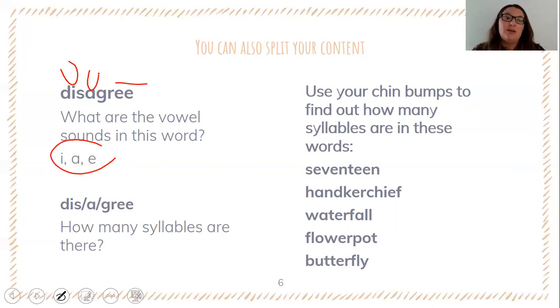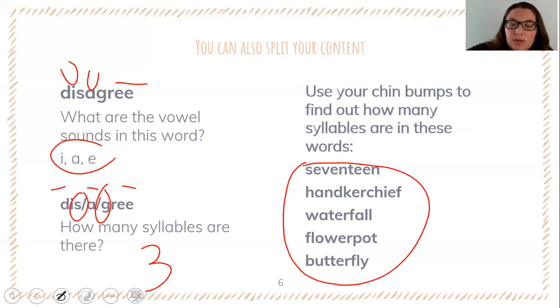So how many syllables are there in disagree? So disagree, 3, okay? And again, now we have our 2 slashes to show us that there are 1, 2, 3. So the word is separated into 3 different parts, okay? So now, try either the clapping or the chin bumps for 17, handkerchief, waterfall, flower pot, and butterfly. So give that a go, pause the video, and let's see how you do.